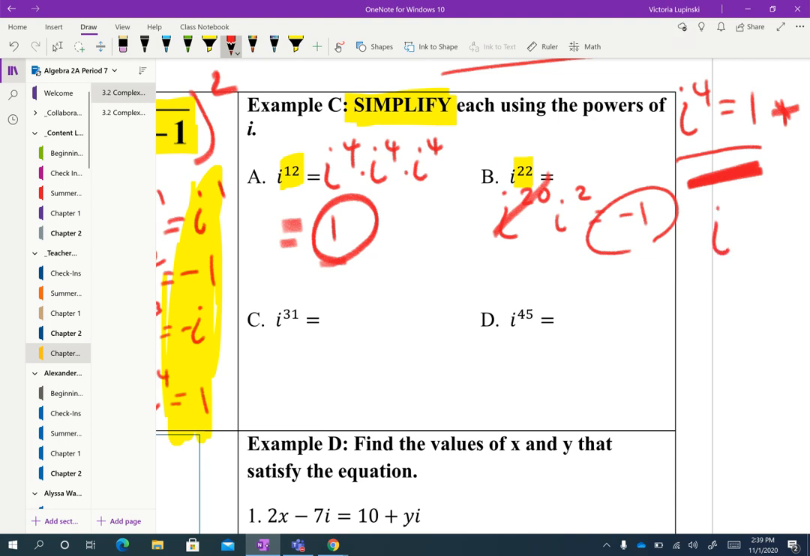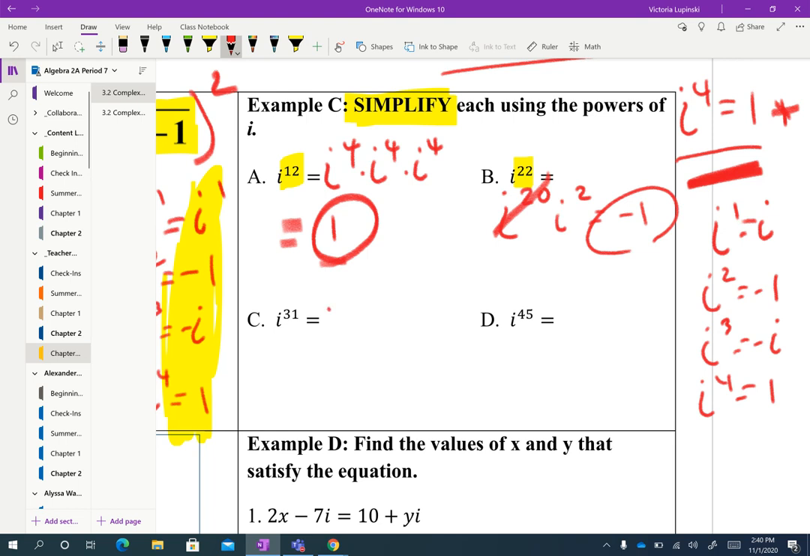You have to know that i to the first is i, i squared is -1, i cubed is -i, and i to the fourth is 1. So you would have to memorize those 4 facts, which again, because everything is open notes, you don't have to memorize. But if you know those 4 facts, that's why you're allowed to do these shortcuts.